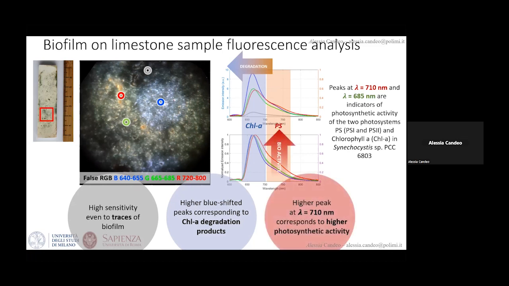And so we can tell that in this biofilm, there are areas where the biofilm is healthier than others. If we look at the 710 nanometers peak instead, we can say something about the bioactivity of the biofilm, because this peak, the higher the peak, the higher the photosynthetic activity in this case.